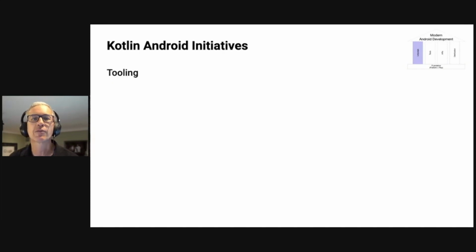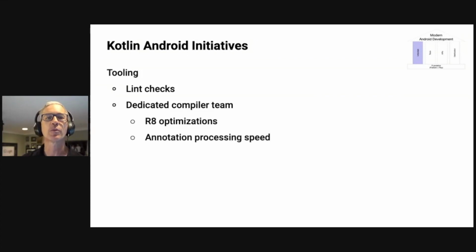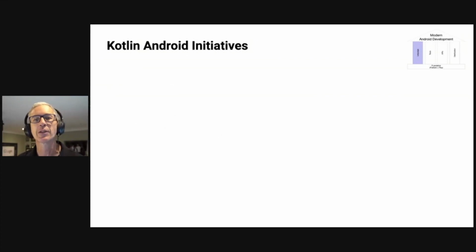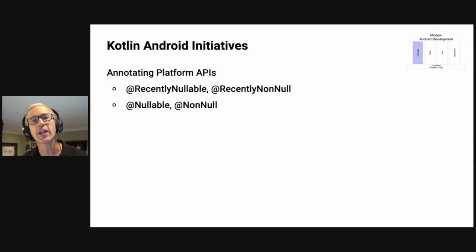There's a lot of initiatives that we have at Google on the Android team around tooling, lint checks all the time. We have a dedicated compiler team that works with a compiler team from JetBrains. They're working on things like R8 optimizations and speeding up annotation processing. We're also adding things like annotations to platform APIs. So we have these different annotations that we add that allow you as a Kotlin developer to take advantage of language features, even though we're putting them in the Java programming language based API.